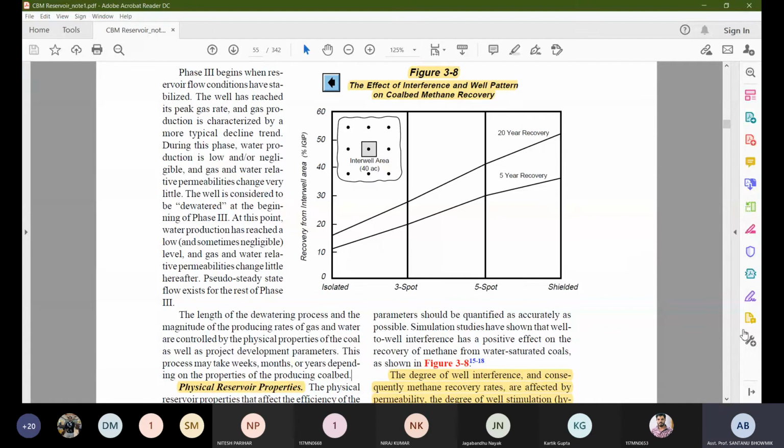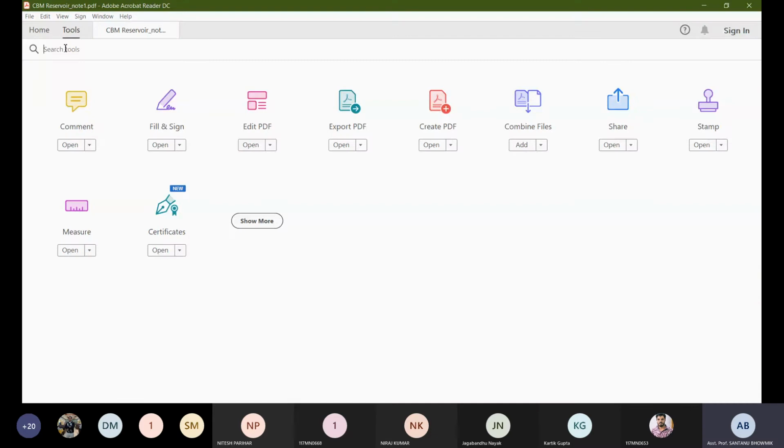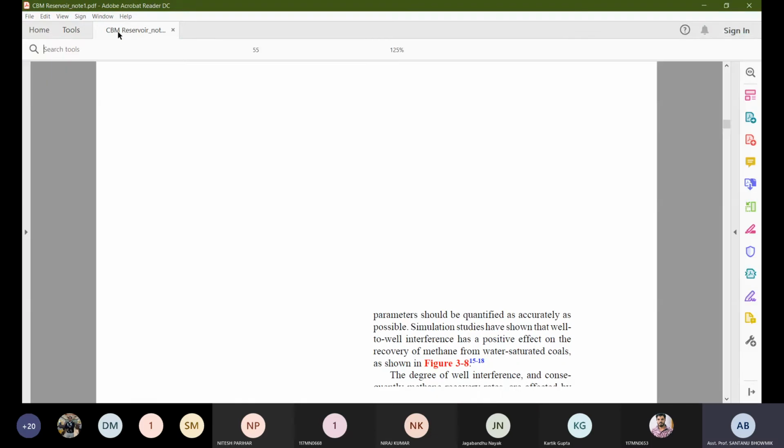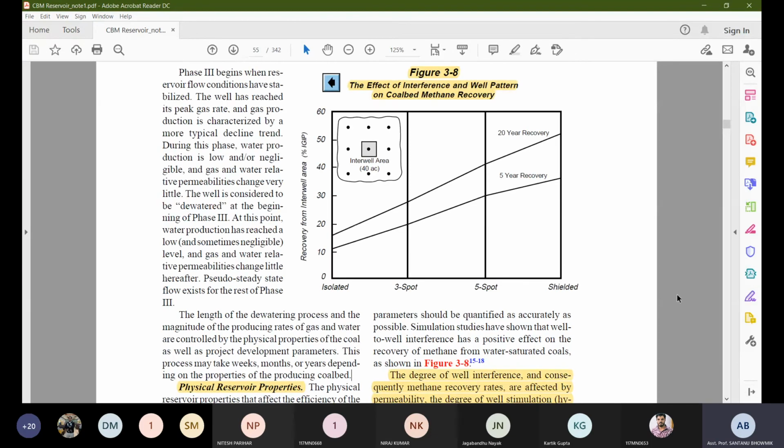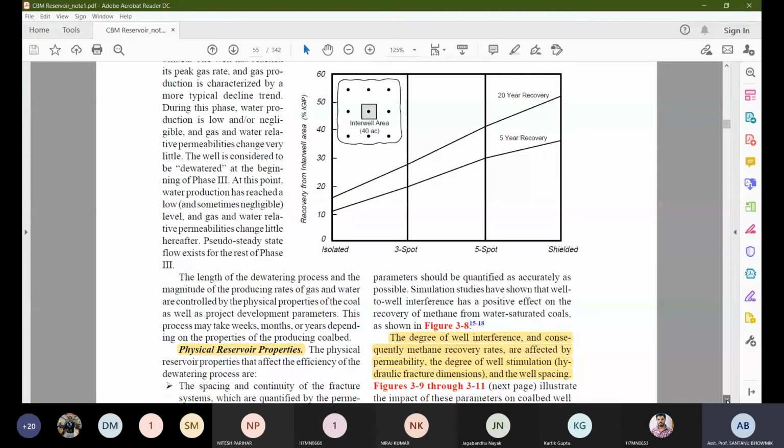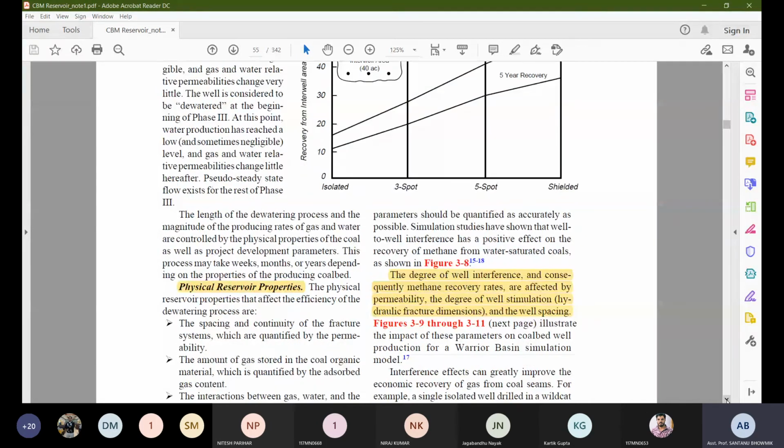So what other parameters are there? If you see the other parameters, what are these? The degree of well interference, as I have talked about, the zone of influence, and consequently methane recovery rates from each of the boreholes are affected by permeability, the degree of well stimulation, this is a new word I am describing right now, hydraulic fracture dimensions and the well spacing. Spacing I have already mentioned, because depending on the spacing, your zone of influence will vary.